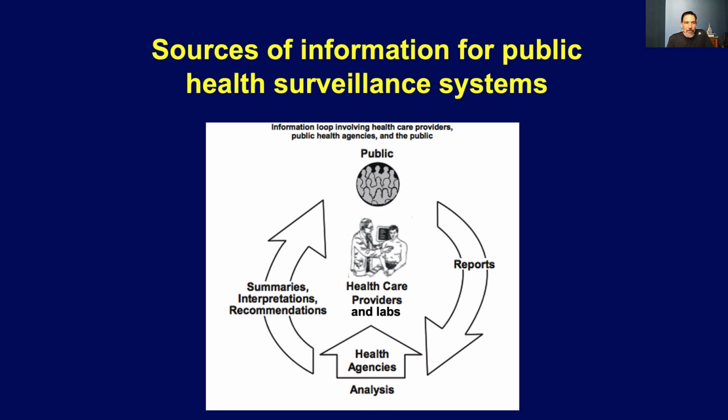So those are some attributes of surveillance systems. And next I want to transition to talk a little bit about some of the sources of information for public health surveillance systems. We talked about providers and labs and notifiable diseases and condition reporting, but actually the sources of information can be much broader than that.